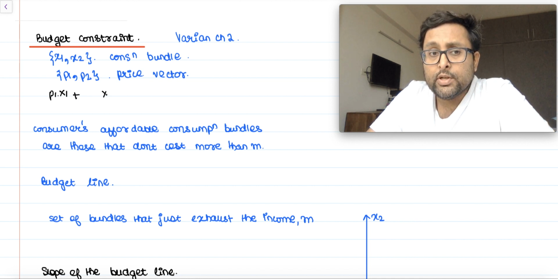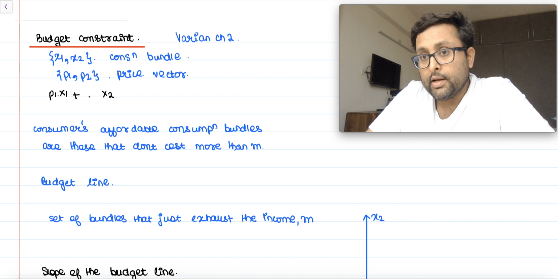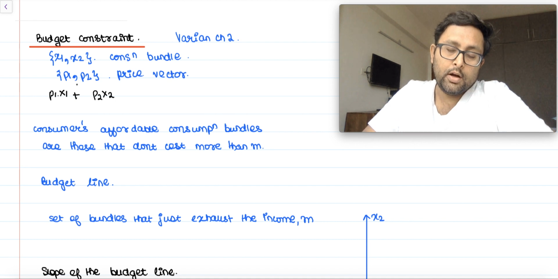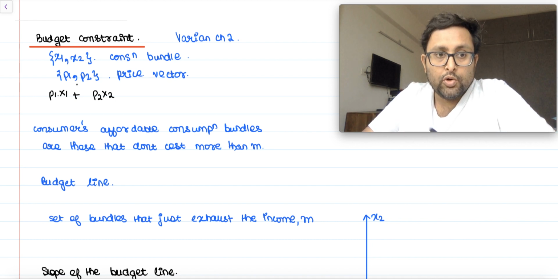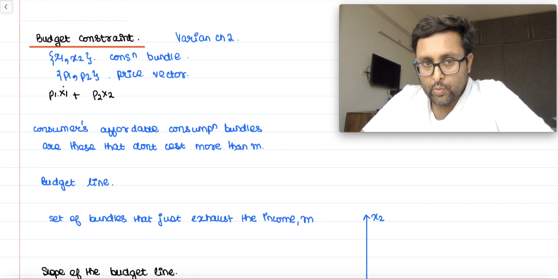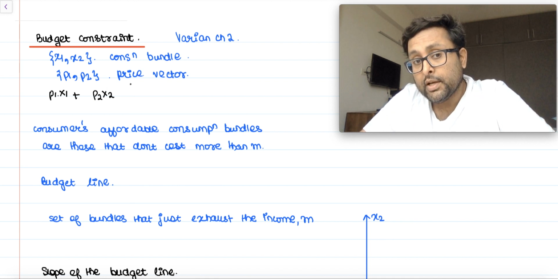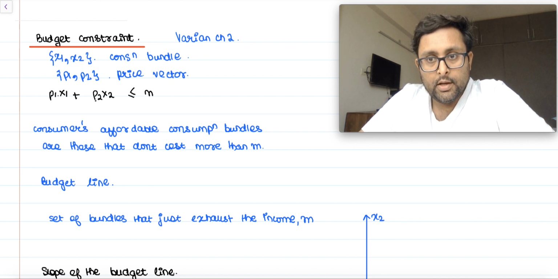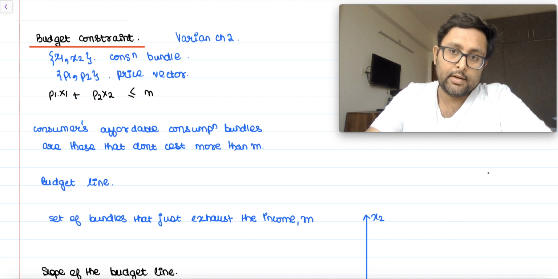Similarly, X2 is what he is going to consume, right? So for good 2 he is going to consume X2 units and each unit of good 2 is going to cost P2. So this is the expenditure which he is going to make on good 2. So the expenditure on good 1 plus the expenditure on good 2 should be less than or equal to his income, right? Whatever expenditure he is making has to be less than or equal to his income. So the set of all those bundles is the budget set.